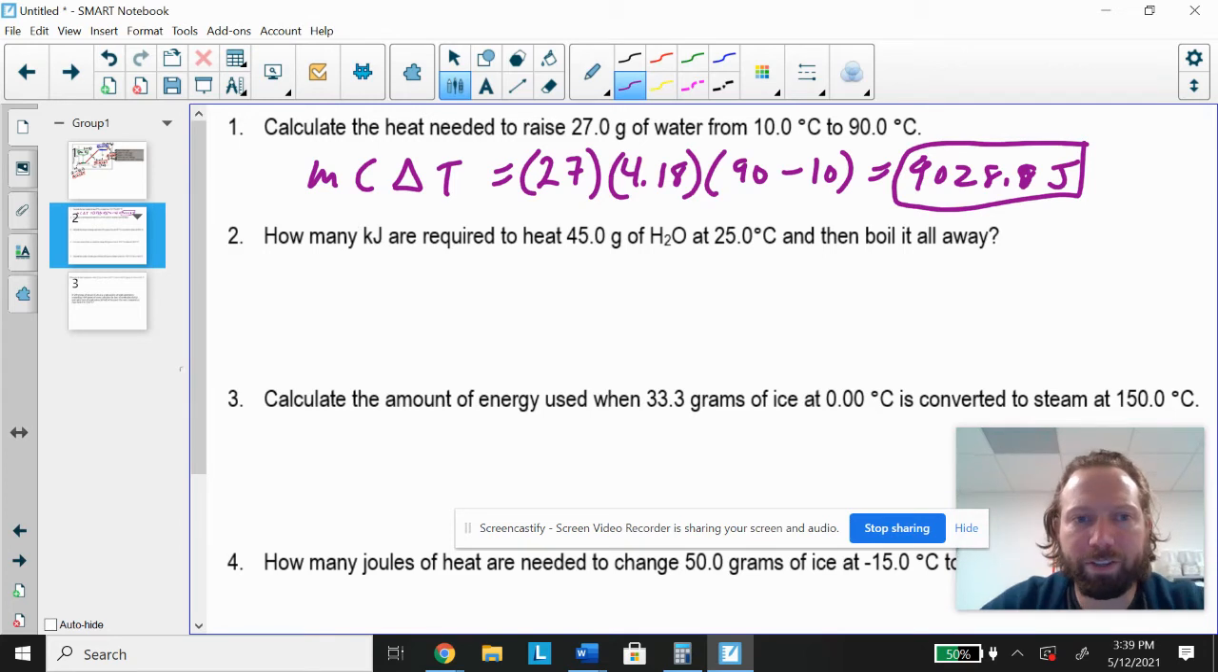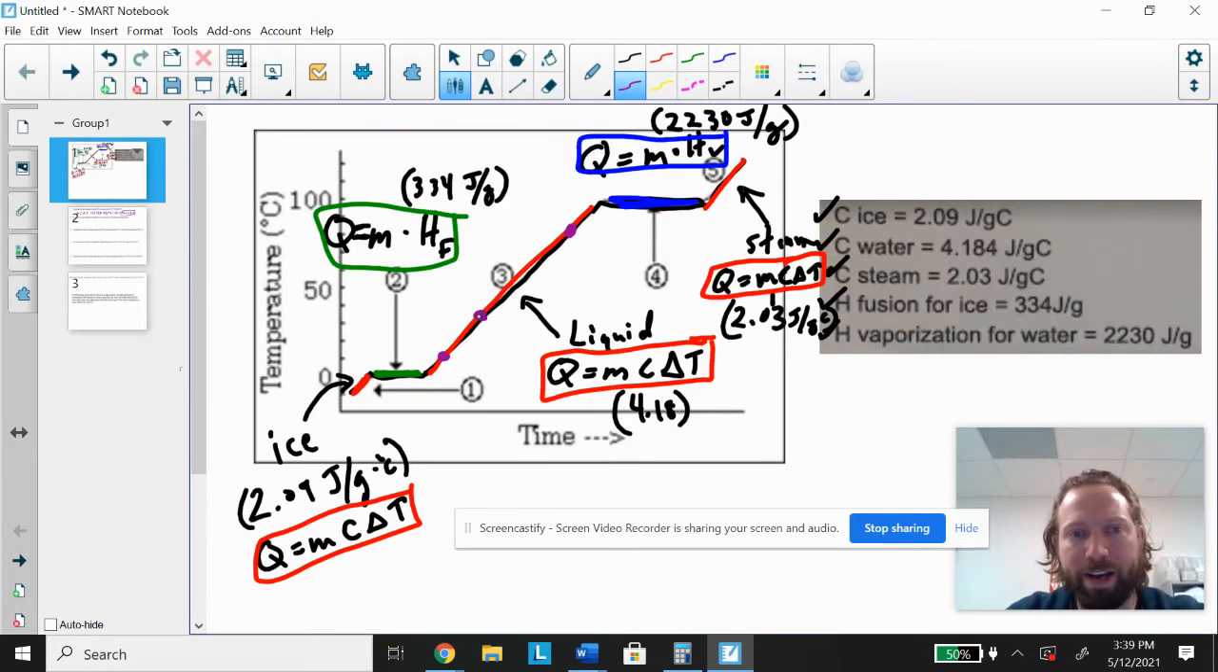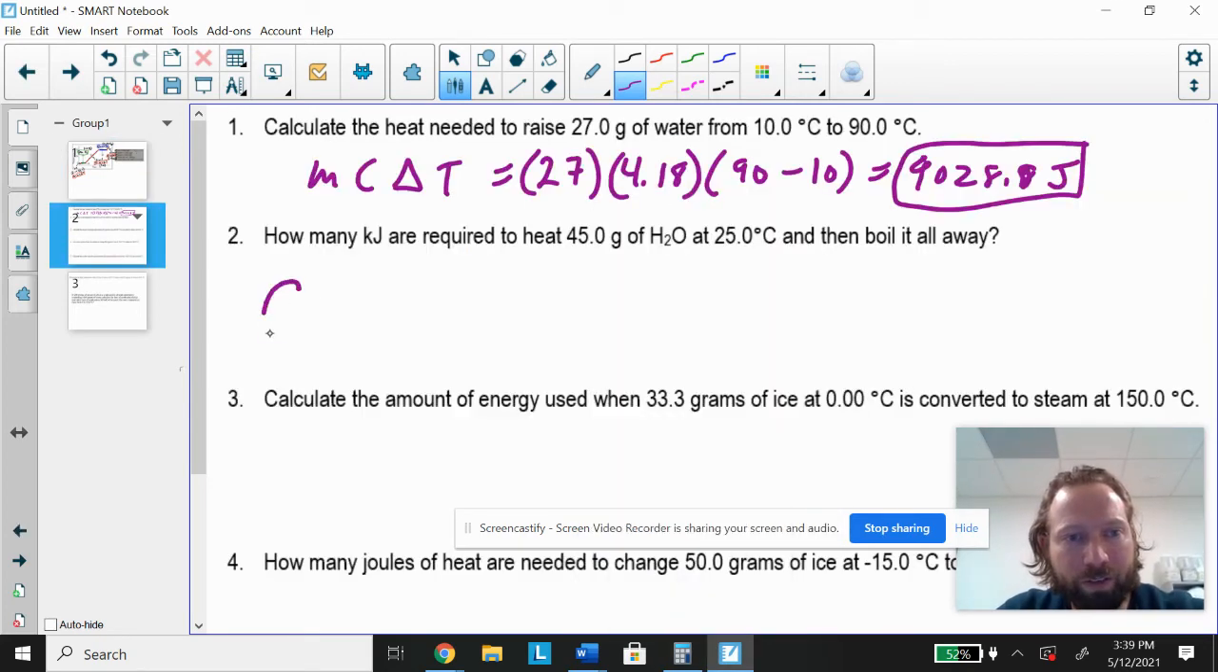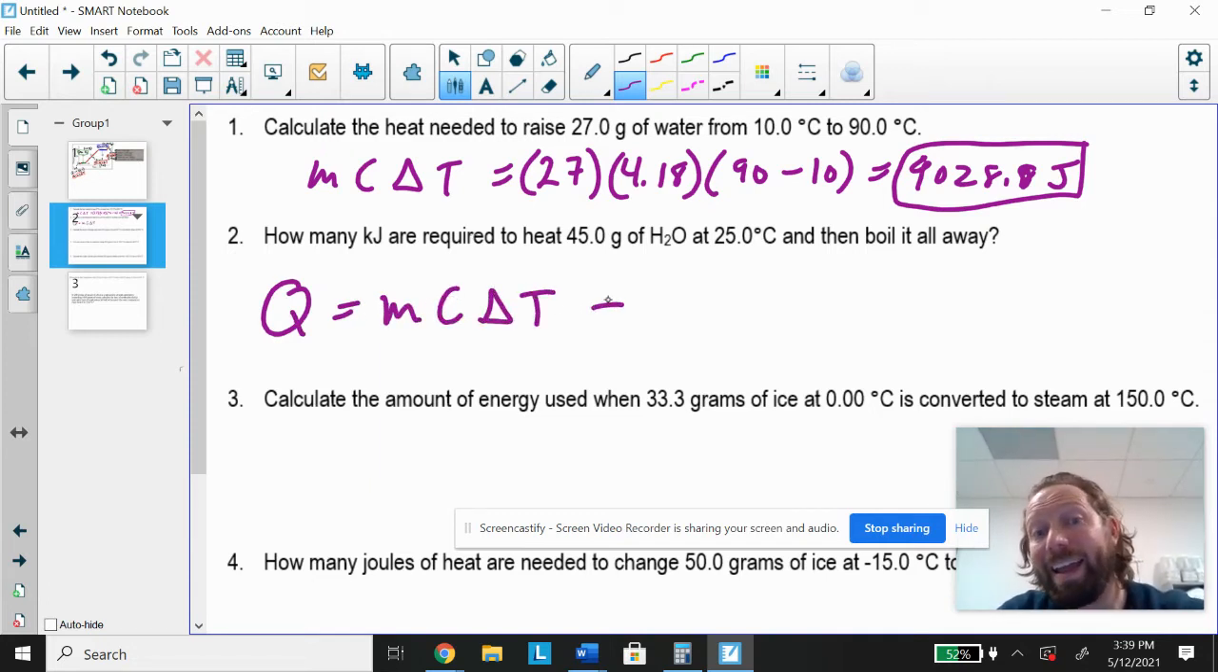Okay, number 2, how many kilojoules are required to heat 45 grams of water from 25 and then boil it all the way? So if we look here at the temperatures that we're given, we're going to start at 25, and we're going to go all the way through to boiling it, so all the way through here. So we're going to have two different parts, this liquid phase and then also this vaporization phase. So we're going to add two different equations. We're going to have the Q is going to be equal to mass times specific heat times delta T, and the heat of vaporization formula.